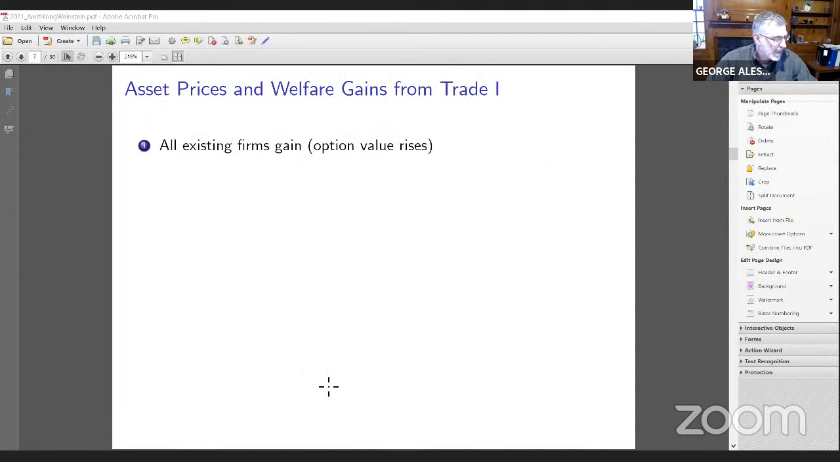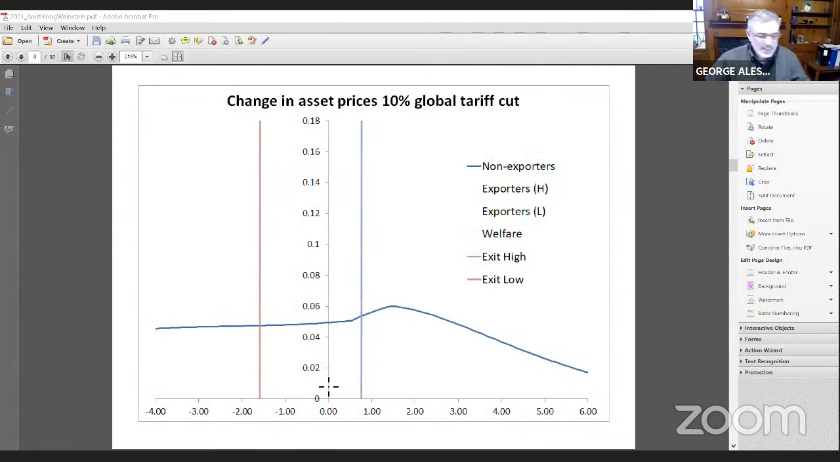So let's first look at what happens to asset prices for existing firms. This is the change in asset prices of non-exporters. You can see even a really unproductive non-exporter is going to get a gain in asset prices of about 4.5%. Why is that? Because there's some chance in the future he's going to become an exporter. This looks a little non-linear. I don't really want to go into that, but it's related to the option value being more valuable for small guys than for big guys.